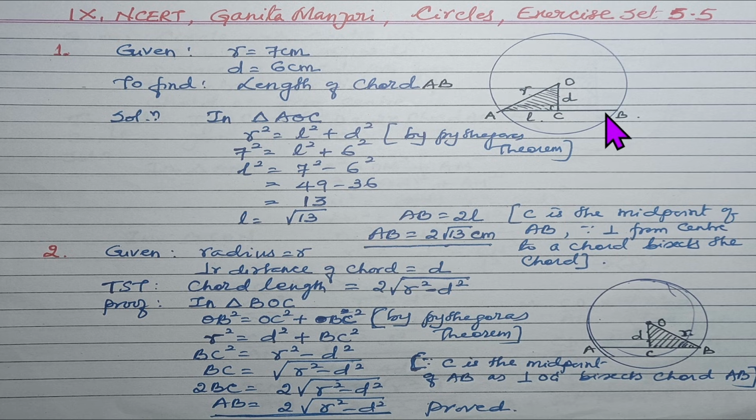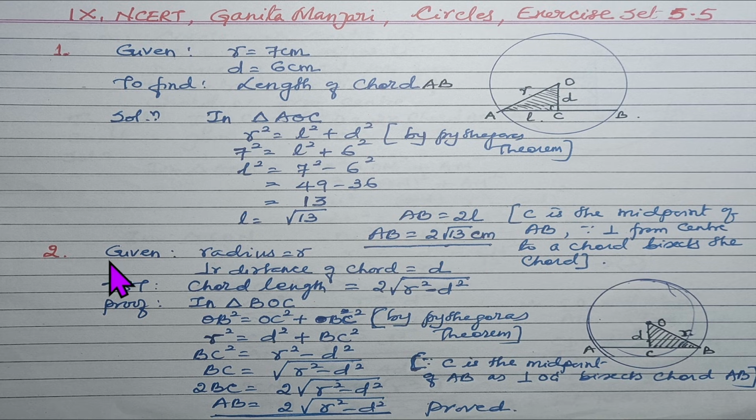But C is the midpoint of AB, and therefore AB is equal to 2 times L, and that is 2 times root of 13 centimeters. Therefore the length of the chord is 2 root 13 centimeters. Okay, that is the question, and that is the answer.